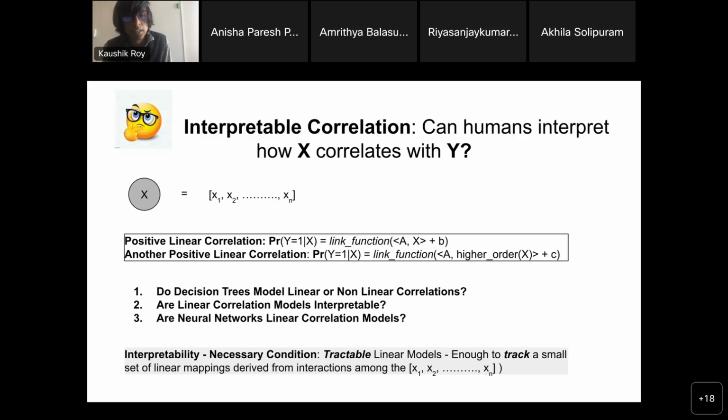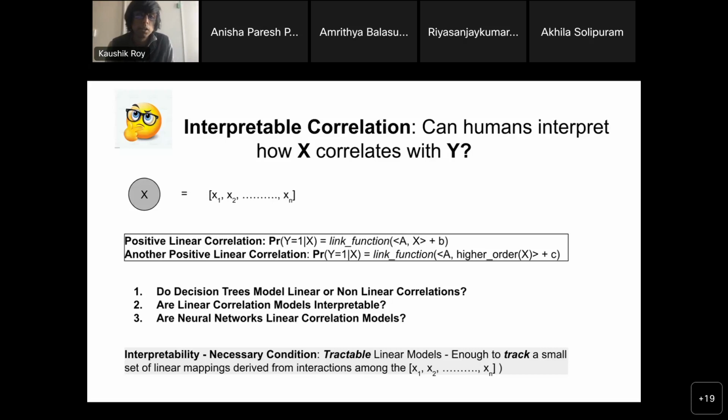Another method that you have studied that falls into the first category is a support vector machine. You have a linear function of features plus a bias, and the link function is the sign function, right? You don't necessarily need to interpret that as a probability because the sign function is +1 or -1, but that's also an example of the first type. What about the second type? It is still a positive linear correlation.